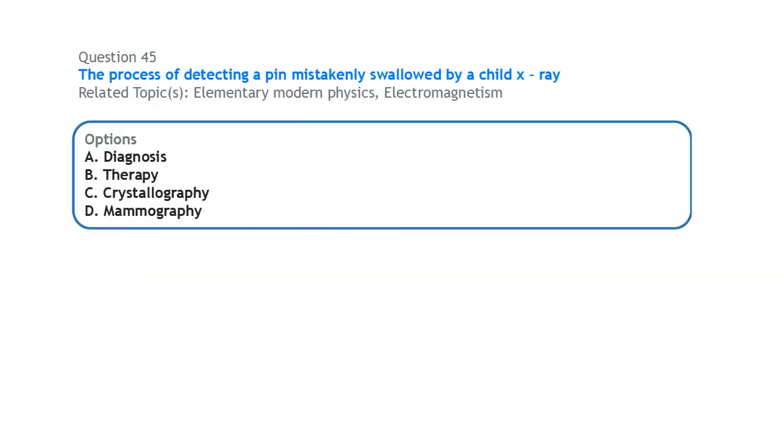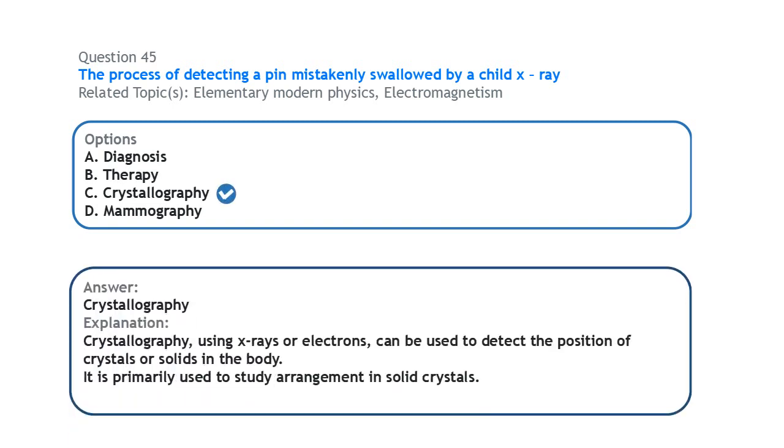The process of detecting a pin mistakenly swallowed by a child using X-ray is called crystallography. It is the use of X-rays or electrons to determine the position of a crystal in the body. So we want to use the X-ray to determine the position of this solid, this pin, in the body of that child. That process is what is called crystallography. It is used to determine the position of a crystal or a solid in the body or in the structure.